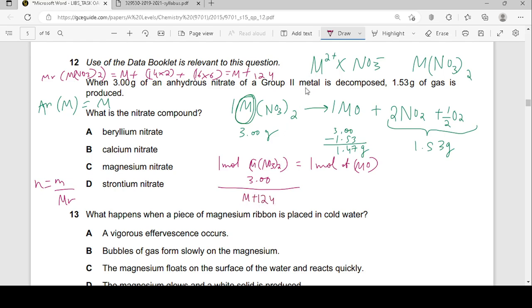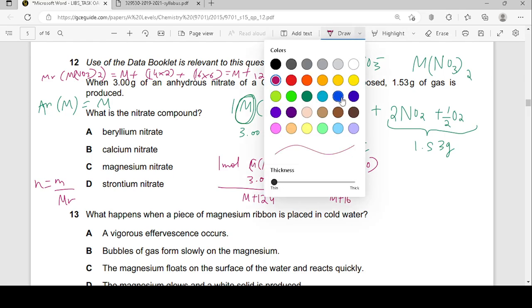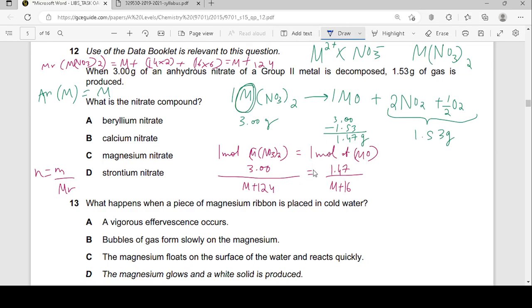And now if I find the Mr of MO, that's going to be oxygen 16, right? So this is going to be 1.47 grams divided by M plus 16, okay? So this is a formula that I get, and what I just have to do now is rearrange the equation to get what the value of M is, and that's the relative atomic mass, okay? So this is going to become, I'm just going to cross multiply. I don't really care for the significant figures much, okay? So 3M plus, now 16 times 3 is 48, equals to 1.47M, plus now 1.47 times 124 is going to be 182.28, okay?